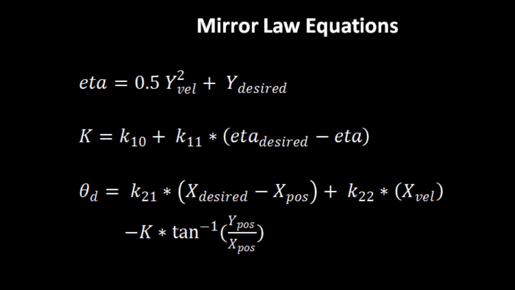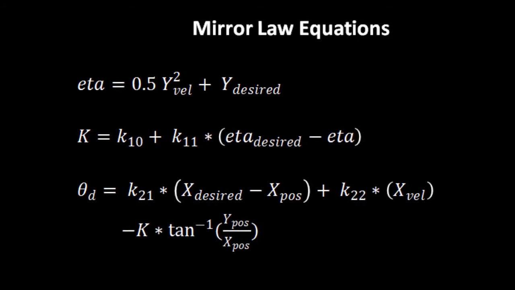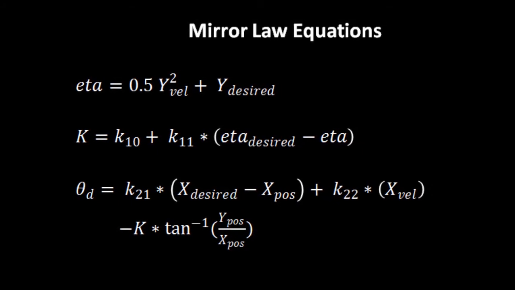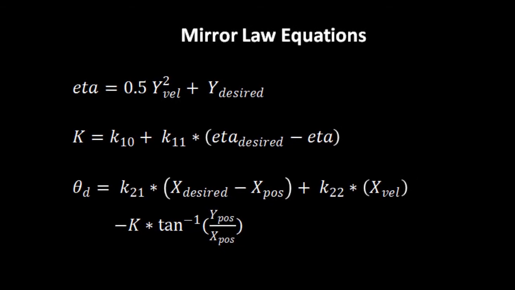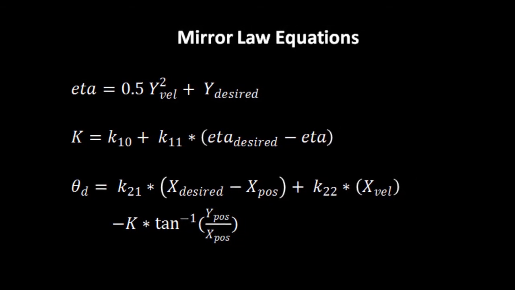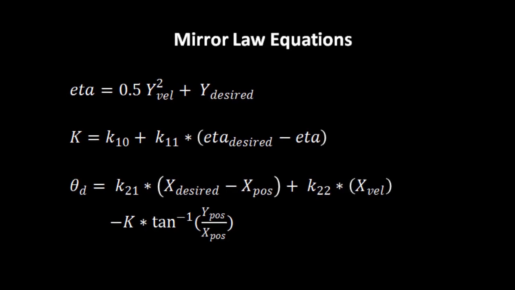These are the mirror law equations used to change the angle of the paddle based off of the puck's x and y positions and the puck's velocity in both respective directions. It uses this data to calculate the energy of the puck and feeds it through the shown equations, making adjustments to how hard it hits the puck.